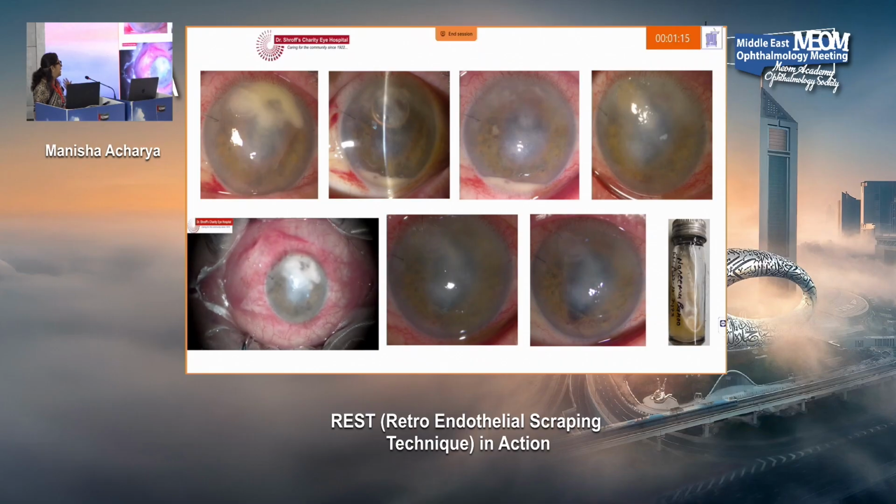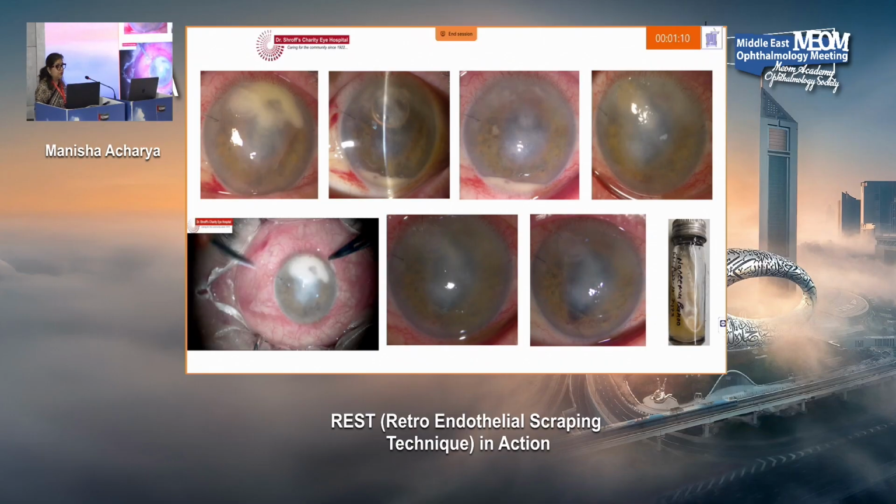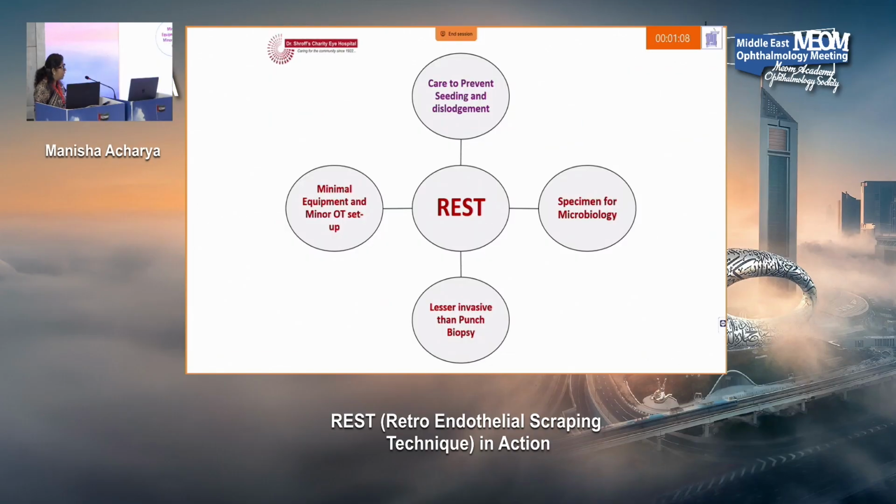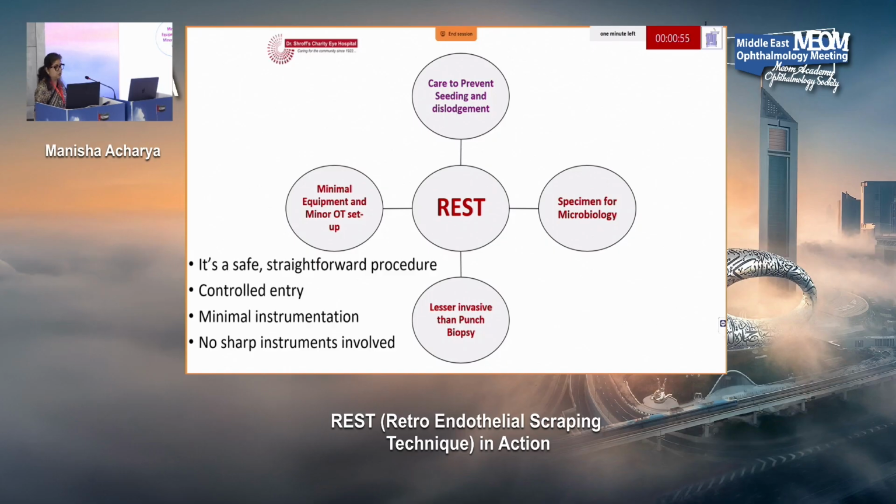And initially, when I used to do this for so many years, it was just keratoplasty which was left to us. So this gave us a point where, without doing keratoplasty, we can do it in a minimally equipped and minor OT setup, and it is less invasive than a punch biopsy. The basic problem here, and what you should take care of, is to prevent seeding and dislodgement.